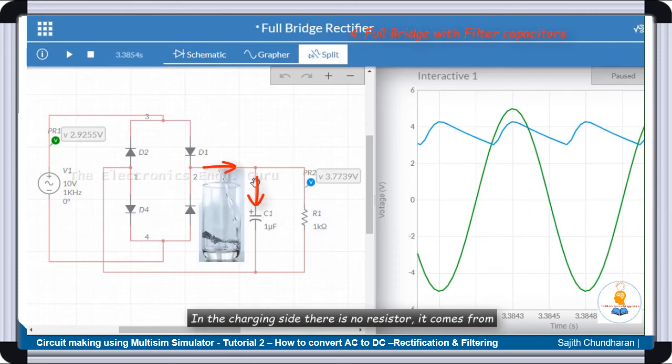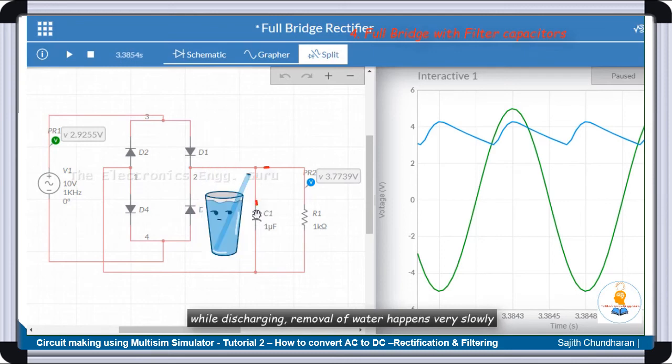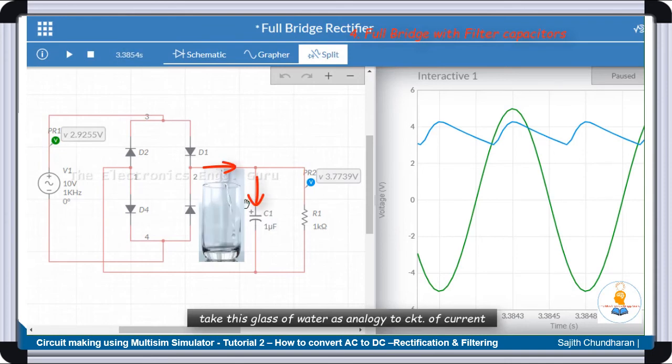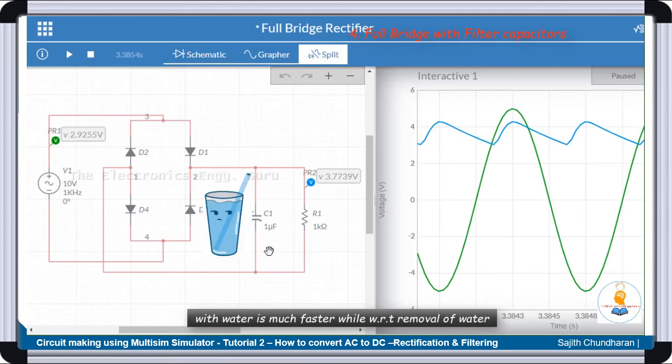In the charging side, there is no resistor. It comes from the left and goes to the glass, which is getting filled. So filling happens very fast, while discharging, the removal of water, happens very slowly. Why? Because here you can see that there is a resistor, and when you compare it to current, the greater the resistance, the lesser the flow of current. When you take this glass of water as an analogy to the circuit, at the input there is no resistor, so filling of the capacitor, or filling of the glass with water, is much faster, while removal of water or removal of current from the capacitor is slower.